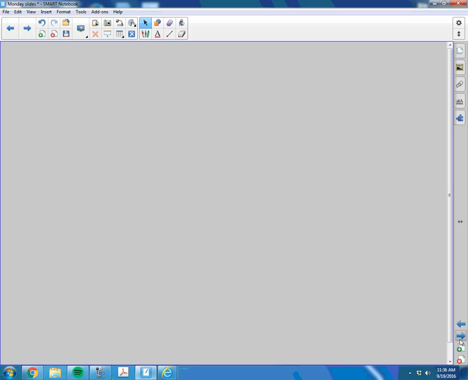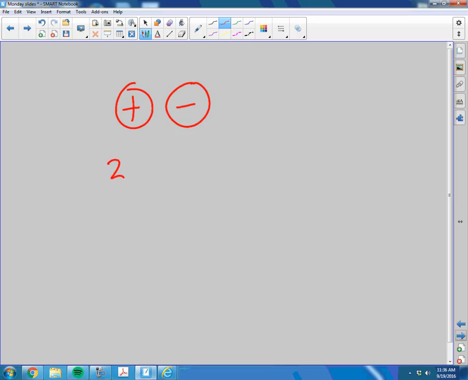I'll give you a quick scenario. If I have a positive value, and I add to that the exact opposite value, what happens? It becomes 0. This is what is called a zero pair. It is a positive and a negative that when put together basically cancel one another out.